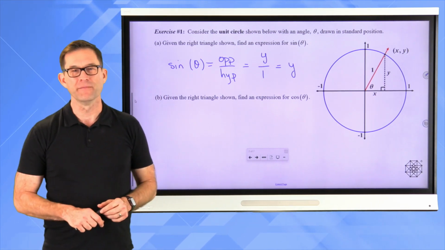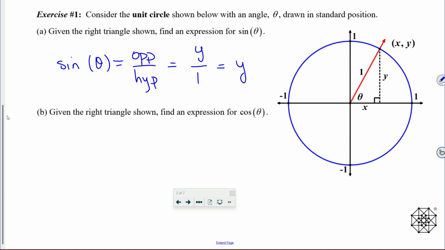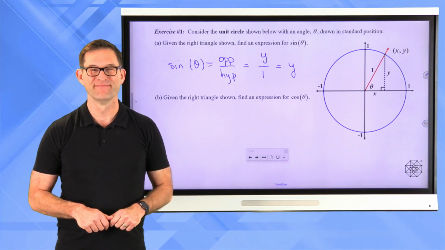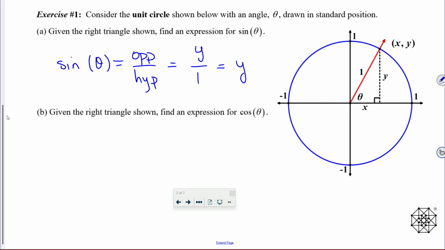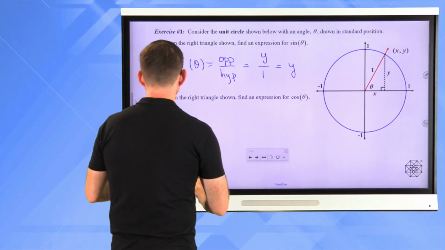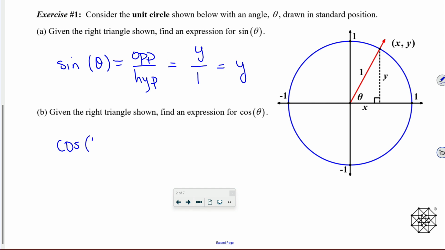Let's take a look at letter B. Given the right triangle shown, find an expression for cosine theta. Why don't you pause the video and see if you can do that. Well, I hope you weren't surprised by this. The cosine of angle theta is equal to the adjacent side divided by the hypotenuse, but the adjacent side is equal to the x-coordinate and the hypotenuse is equal to 1, so cosine theta is equal to the x-coordinate.